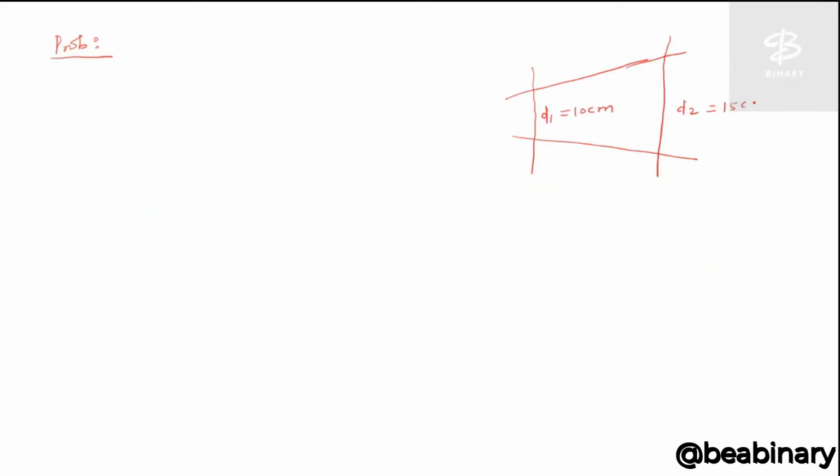Problem. Suppose we have two sections in a pipe, and at section 1 the diameter of the pipe is 10 centimeter, and at section 2 the diameter of the pipe is 15 centimeter. Okay.